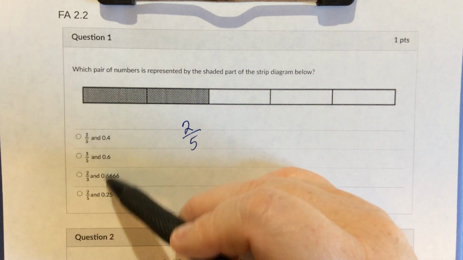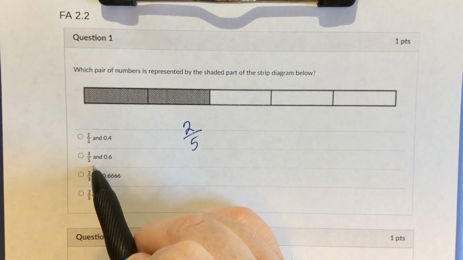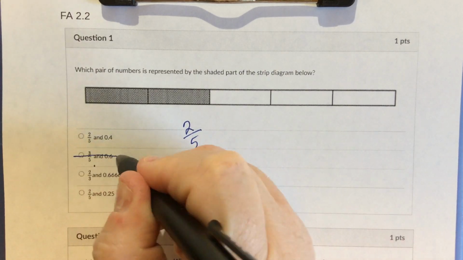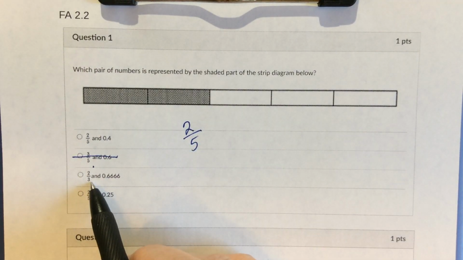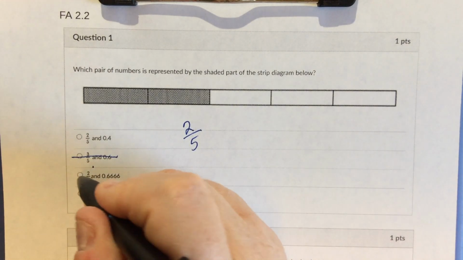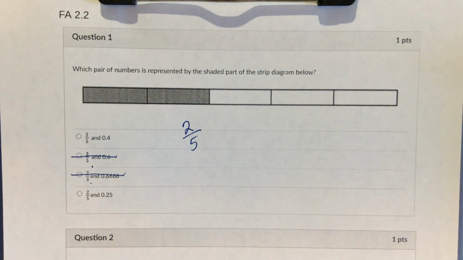So let's look at my answer choices. Let's get rid of this one because that says 3/5. And let's get rid of this one because it says 2/3. All right. Now we just need to get a decimal.